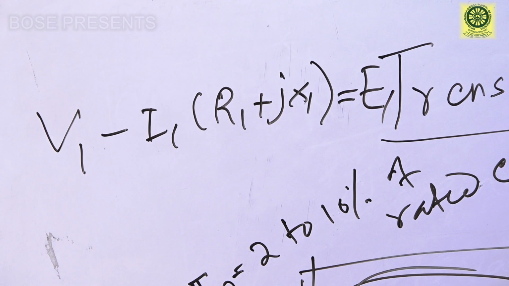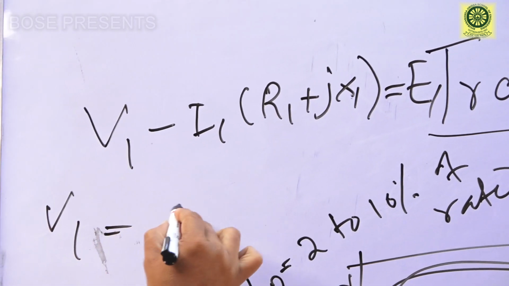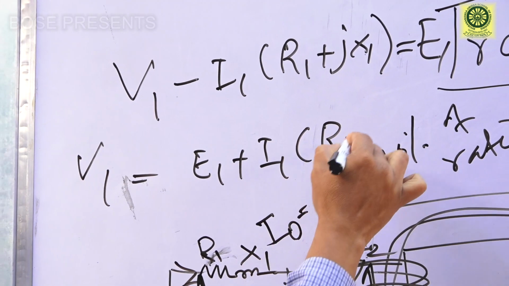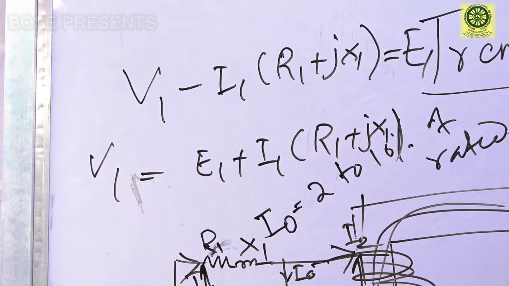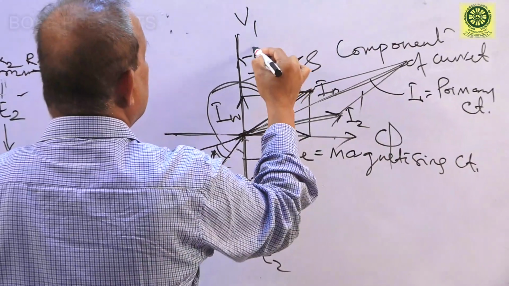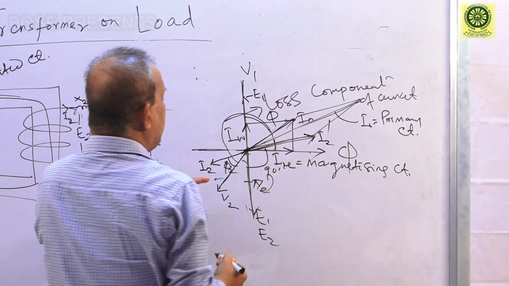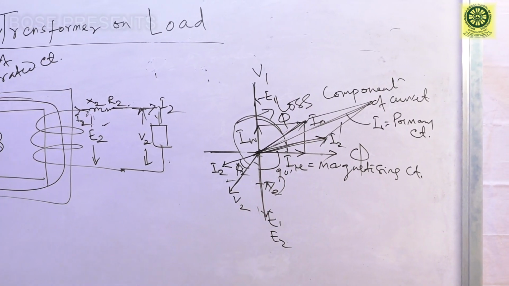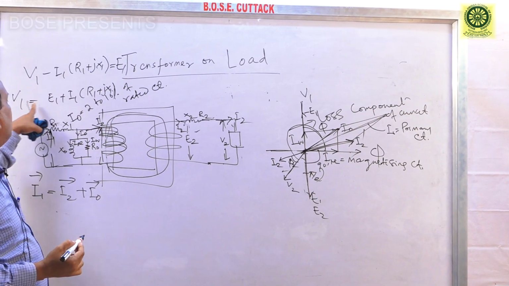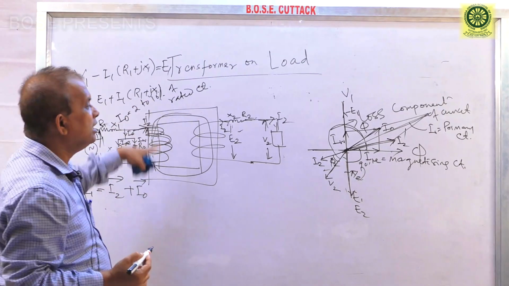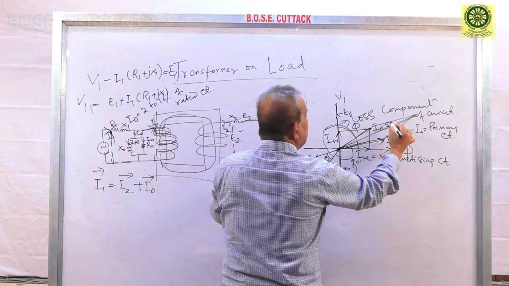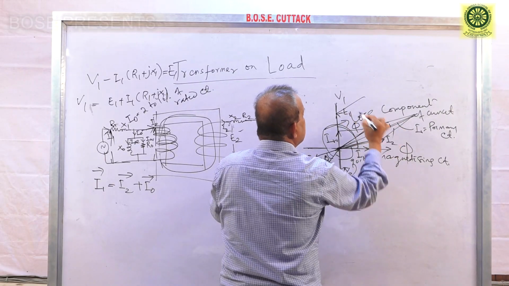So this side, V1, is equal to E1 plus I1 R1 plus jX1. Here this can be taken to the positive side with a minus sign, minus E1. So then for representing I1 R1, V1 is equal to E1 plus I1 R1. So this is now E1, and I1 R1 will be, this is my I1. So I1 R1 is parallel with this.